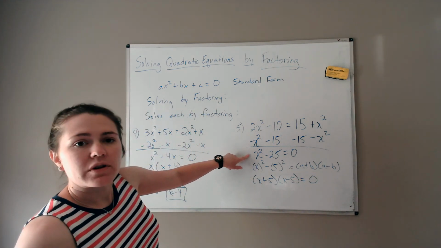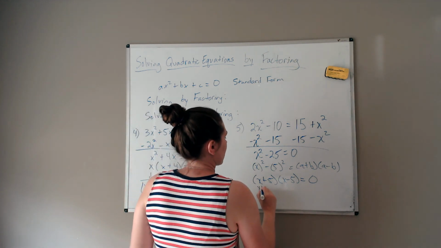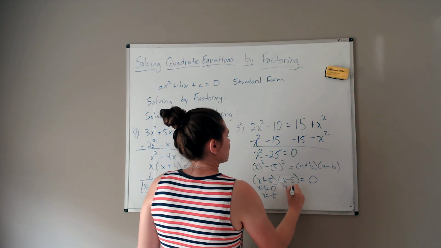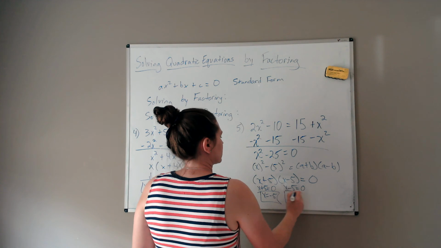There's a different property we could use, but that'll be in a future video. So, what makes x plus 5 equal 0? -5. What makes x minus 5 equal 0? When x is 5. So, we got two solutions again.